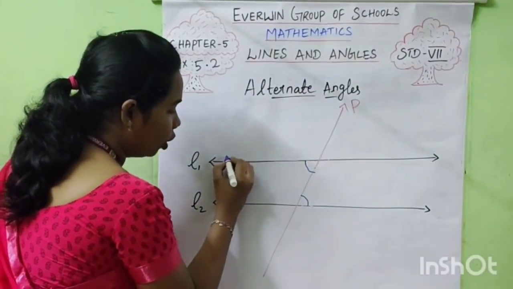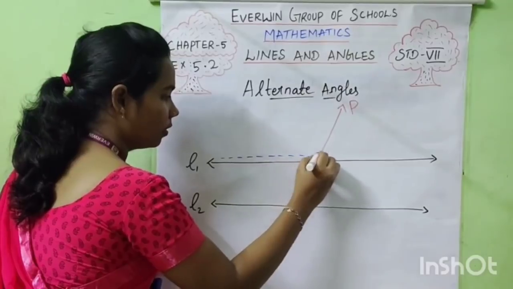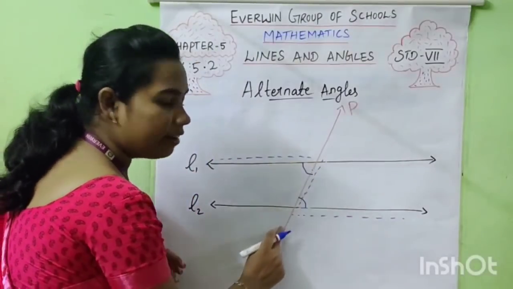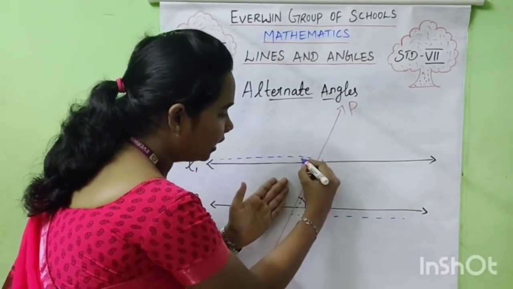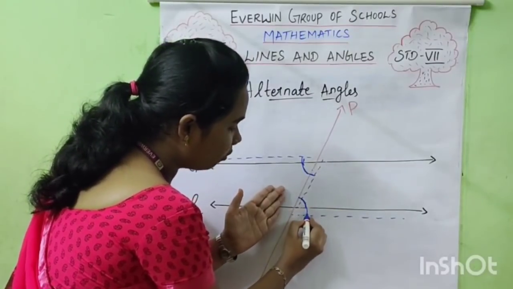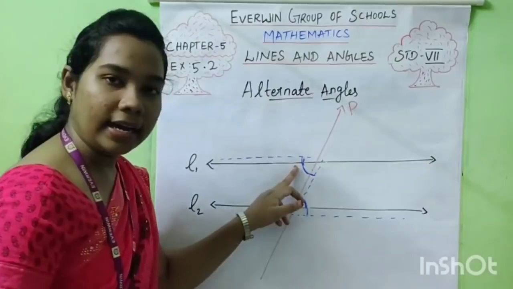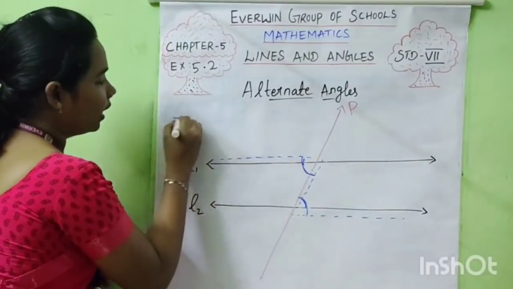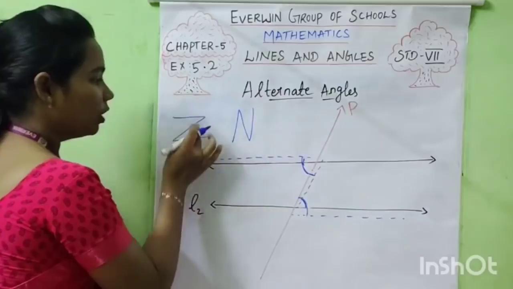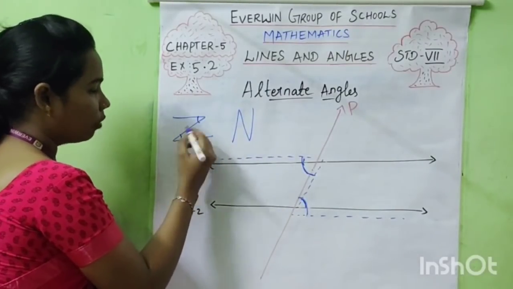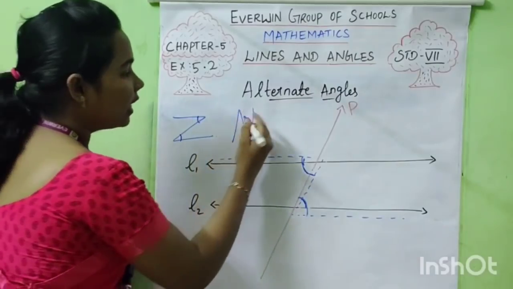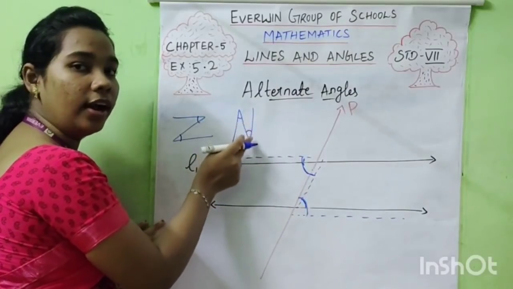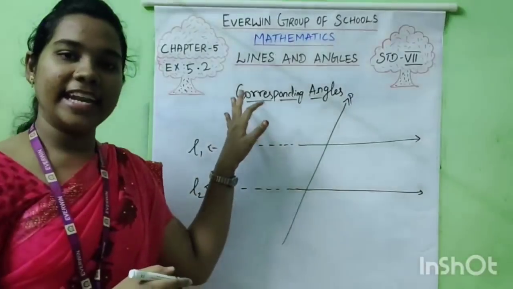Wait, I will show it in a dotted line. See. It is looking like the alphabet Z, right? So inside of the Z and outside of the Z, these are two angles. Those are called alternate angles. Alternate angles will look like Z, and also like N. If it is Z, inside of the Z and outside of the Z are alternate angles. If it is like N, inside of the N and outside of the N, these angles are called alternate angles. Clear, children?